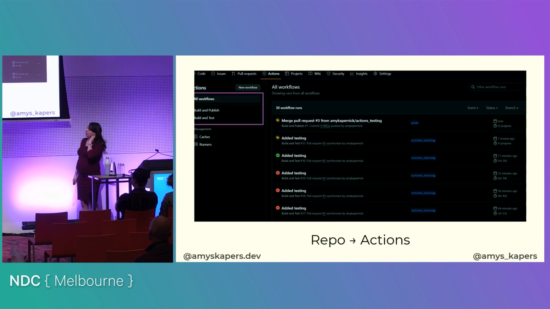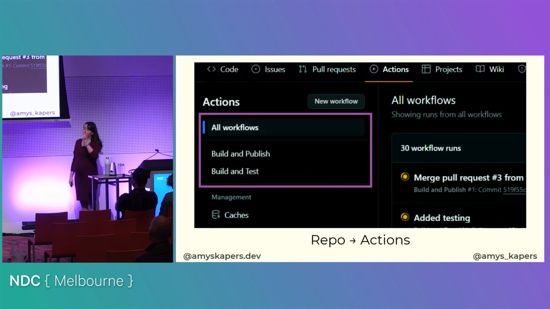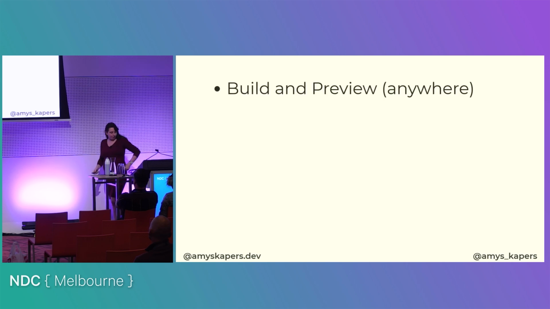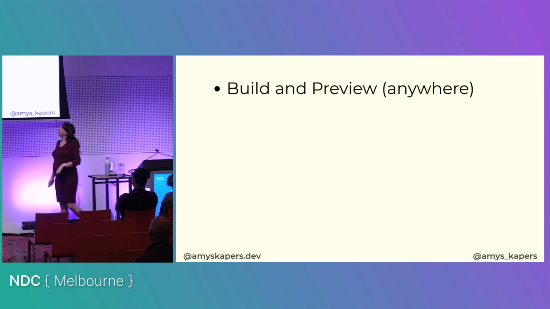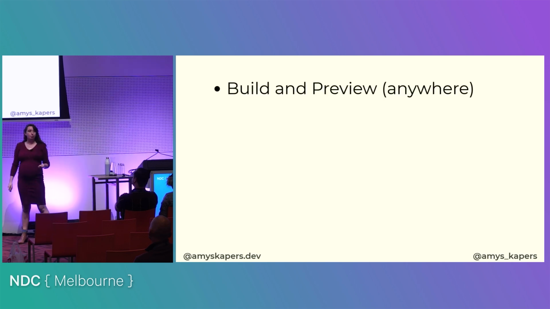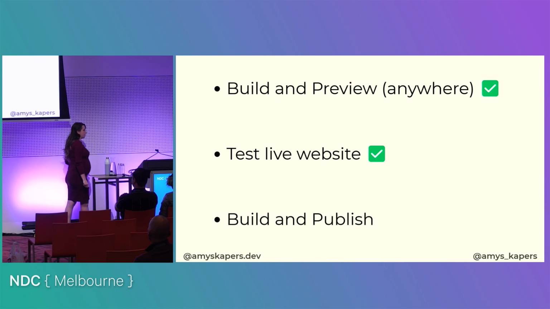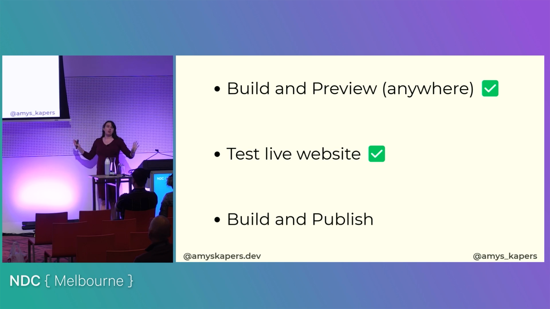Now, if I look inside of actions, I have two workflows. I have build and test and build and publish, and these will run when the particular triggers are met. So we can build and preview our website anywhere. We can test our live website, and we can then build and publish the fully tested, totally production ready code.